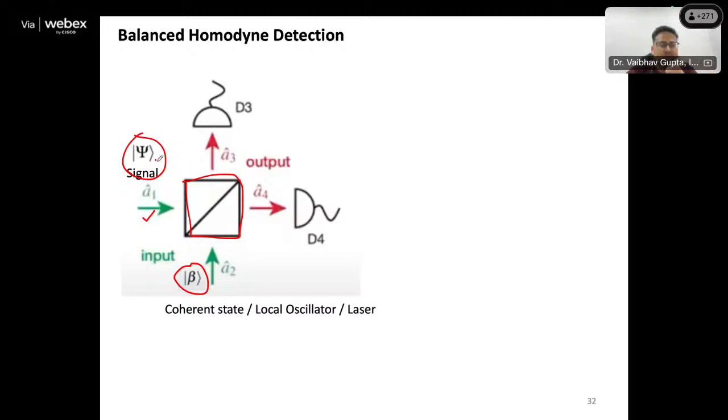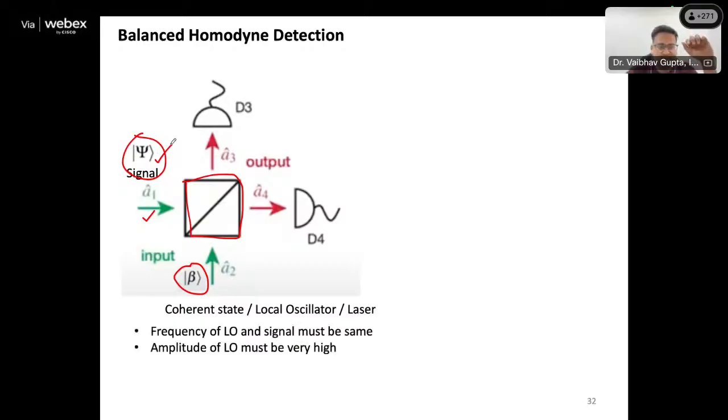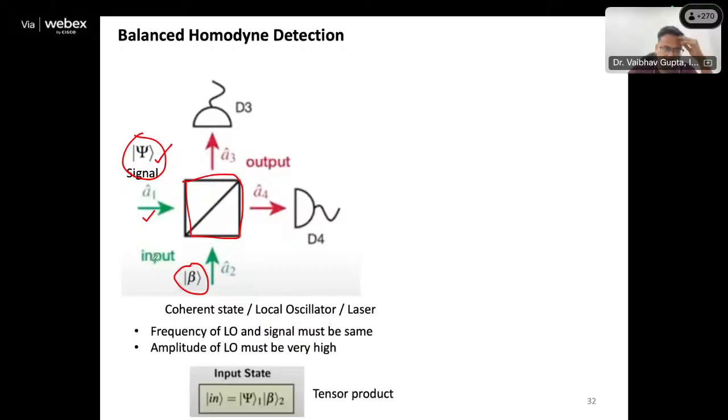In terms of signal, what do we have? So we can have a phase squeeze light or amplitude squeeze light, which has a very low number of photons, right? That is what we have at the signal. Once this one and this one interfere at this beam splitter, you get a tensor product of state psi and beta. Now D3 and D4 are detectors. So this light will go here, it will get reflected, transmitted. The same will happen to A2, it gets reflected and transmitted. And finally you have two outputs, A3 and A4, which go to your detectors.